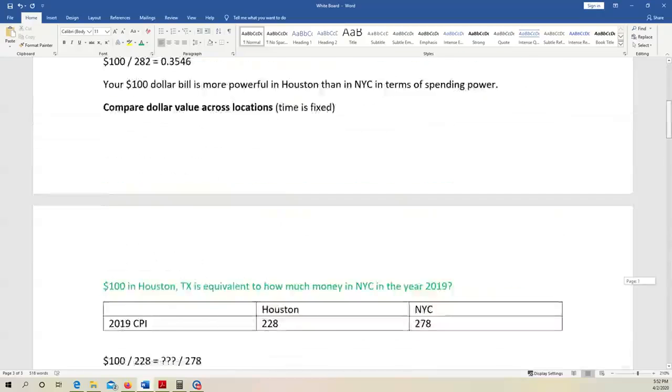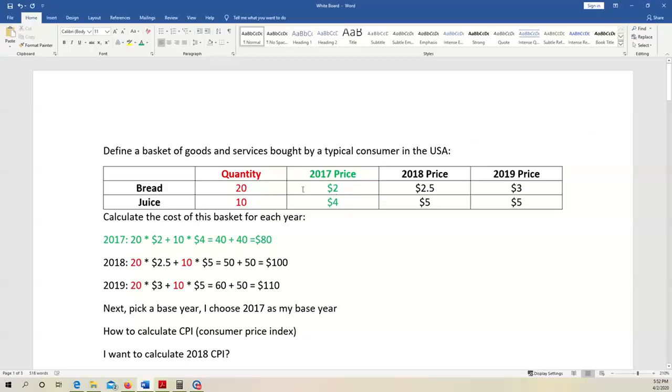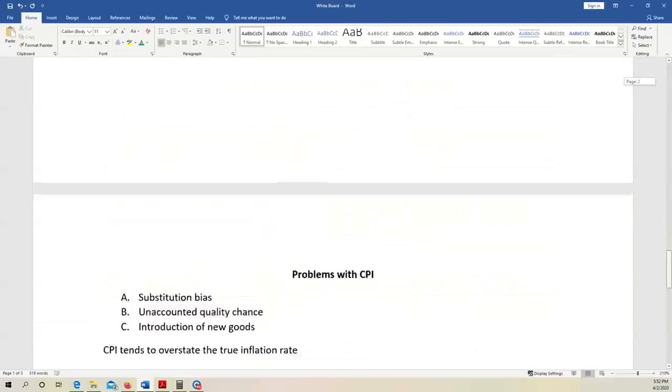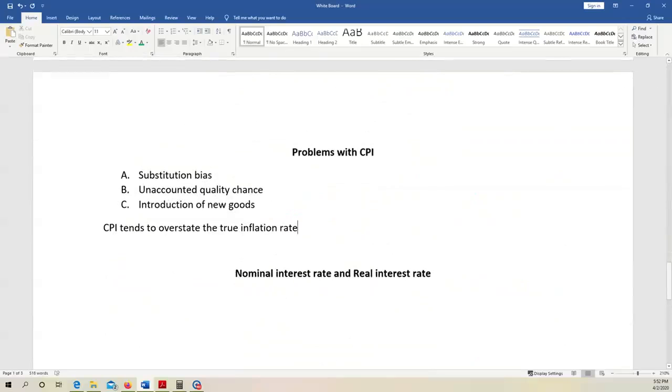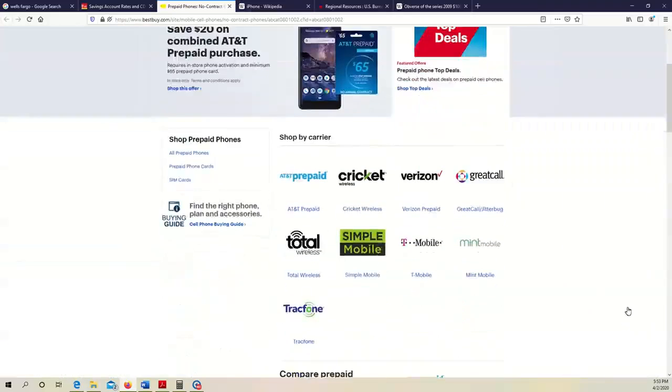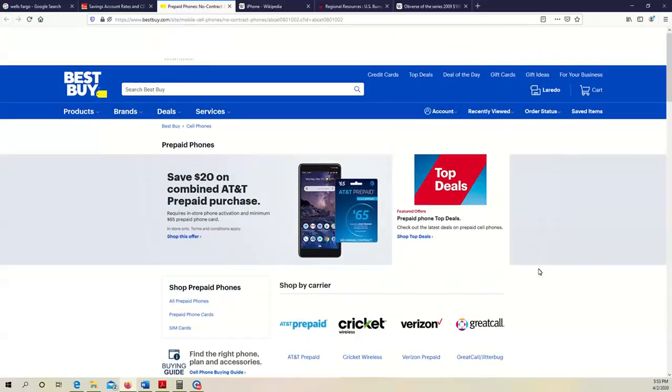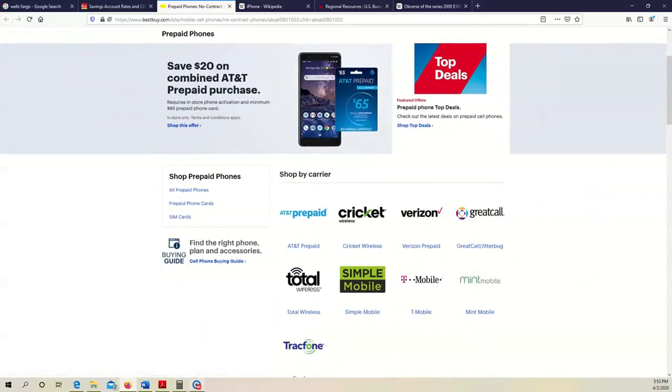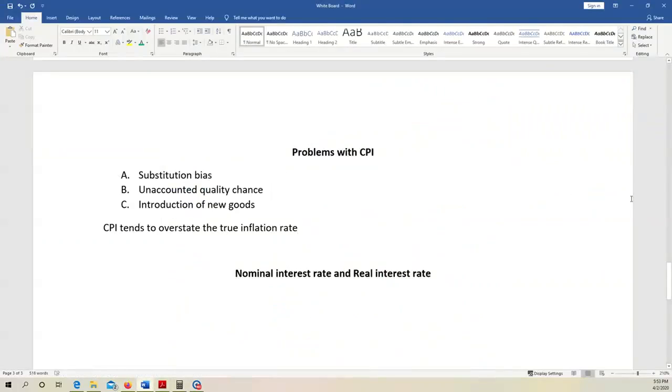Remember how to calculate CPI. The government has to define a basket of goods and services bought by a typical consumer in the USA, right? So in this example, I only consider bread and juice. In reality, a typical American consumer needs to have a so-called cell phone, right? But what kind of cell phone do you need to maintain a decent quality of life or living standard? You can buy an iPhone, right? You can also buy a much cheaper so-called pay-as-you-go cell phone, prepaid cell phone, much cheaper. See, that's the problem. CPI does not care about pricey one versus cheaper one.